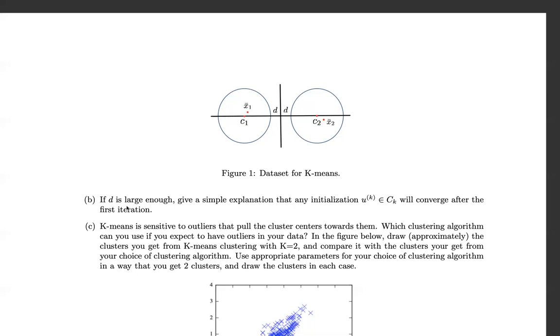The next question says, if D is large enough, give a simple explanation for any initialization that will converge after the first iteration. Again, you're just being asked a logic question. If D is large enough, pushing these clusters far enough away from each other, it doesn't really matter where you initialize. You can initialize right here, and even if you have a point right here, it's still going to be close enough to this cluster. So again, it's just talking through the logic. It's a deceptively complicated problem with a really simple solution.